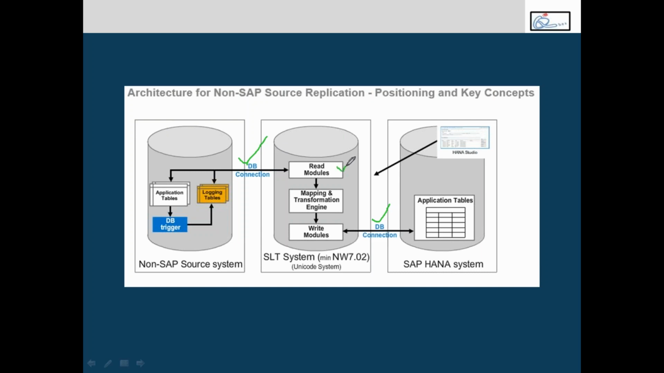If your source system is SAP, then the read module, which is a function module, will be put into the SAP source server. If the source is non-SAP, then the read module, which is an ABAP-based program, will be within the SLT server. So the non-SAP source will only have the trigger and the log table, which will just be capturing the logs, and you'll have the read module within the SLT server, which will be checking for the logs in the non-SAP source, and whenever there are any logs, it starts replicating them into the HANA database.